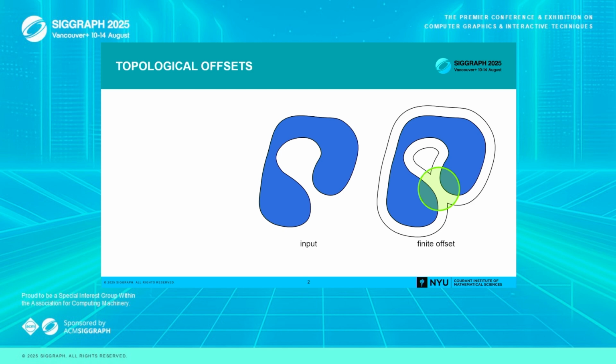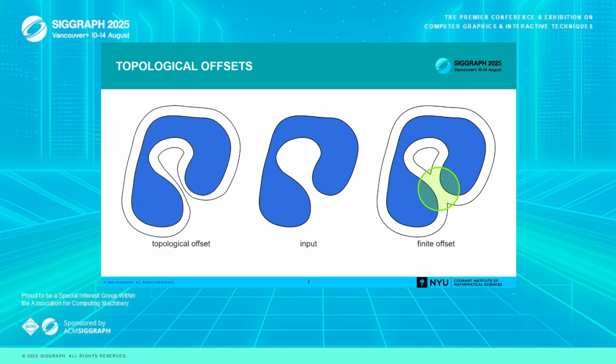And therefore, we develop topological offsets that are guaranteed to have the topology of an infinitesimal offset. Of course, this comes at a price. The offset distance then cannot be the distance in certain regions. We have to locally adapt the offset distance.